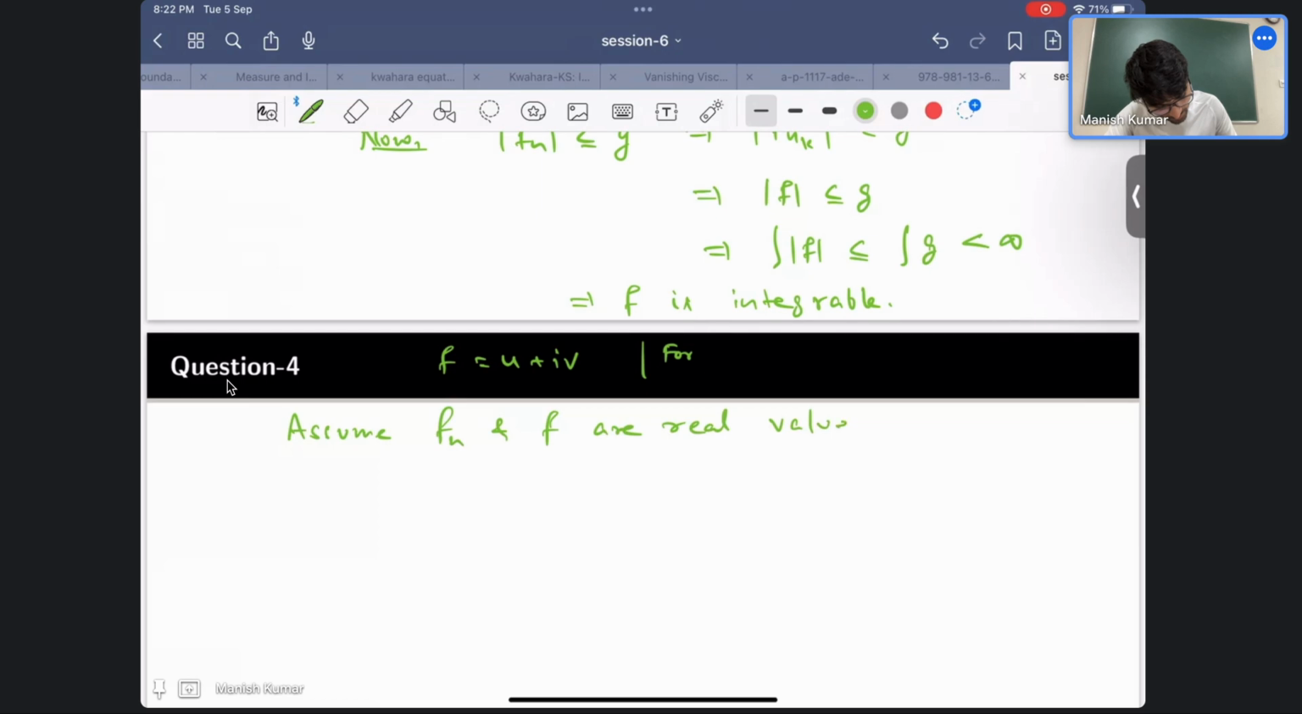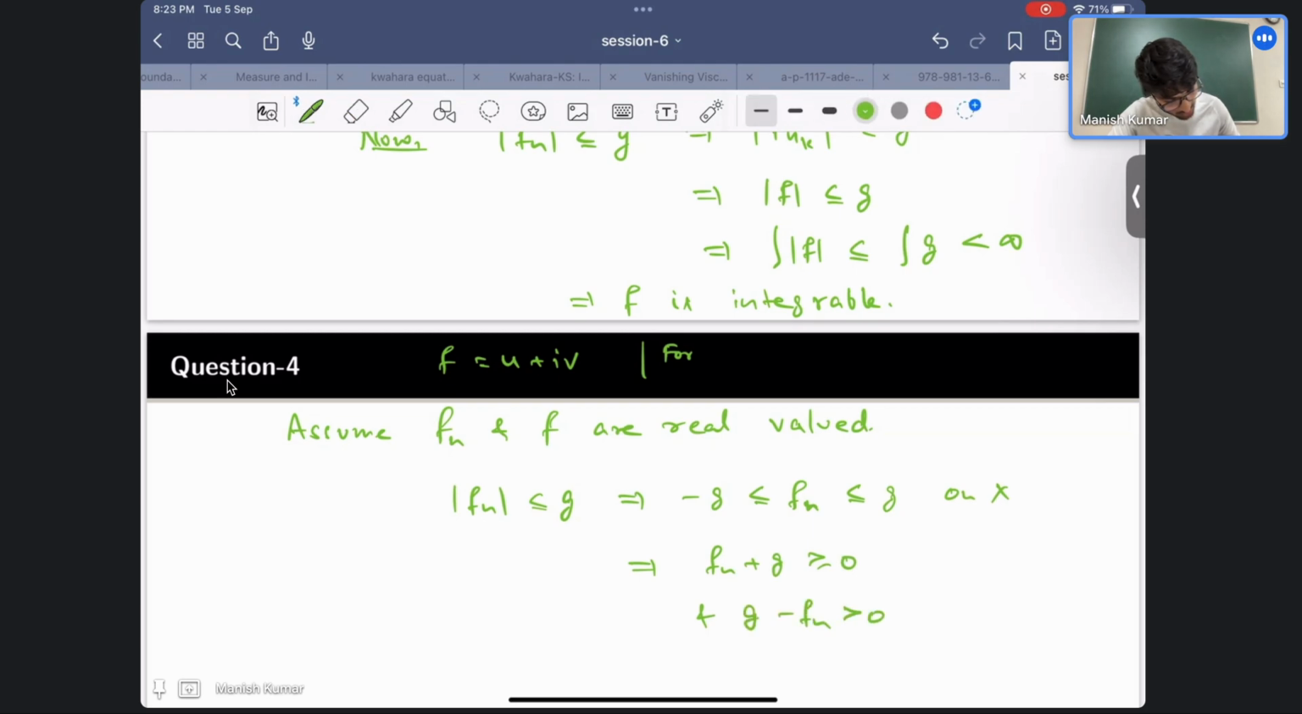Okay, so now it's real valued. So you had this inequality that mod of fn is less than or equal to g. So this means that minus g is less than or equal to fn, which is less than or equal to g. On the whole space X, this implies fn plus g is greater than or equal to 0, and g minus fn is greater than or equal to 0. Right? So these two things you have.